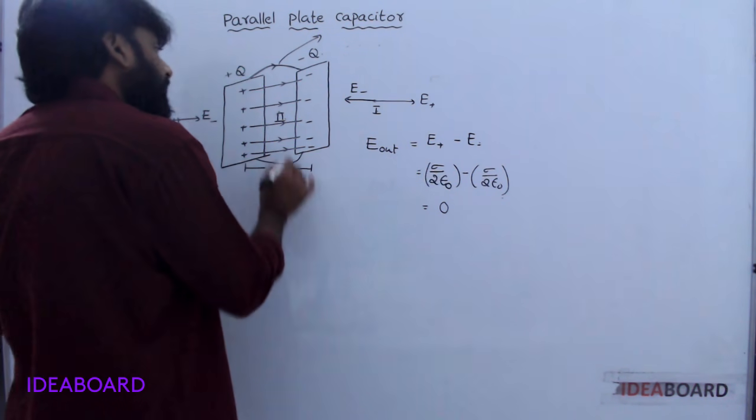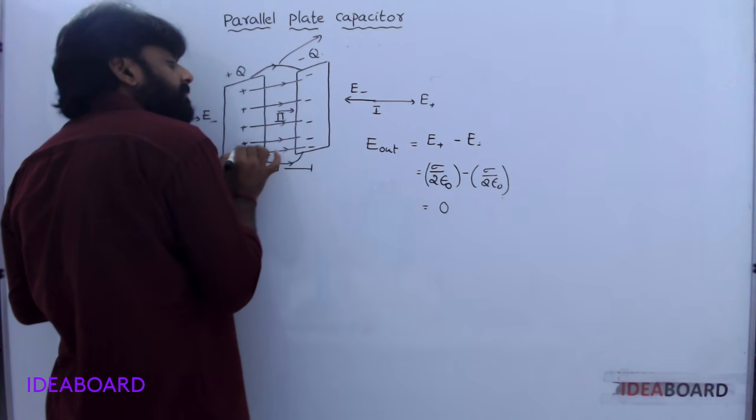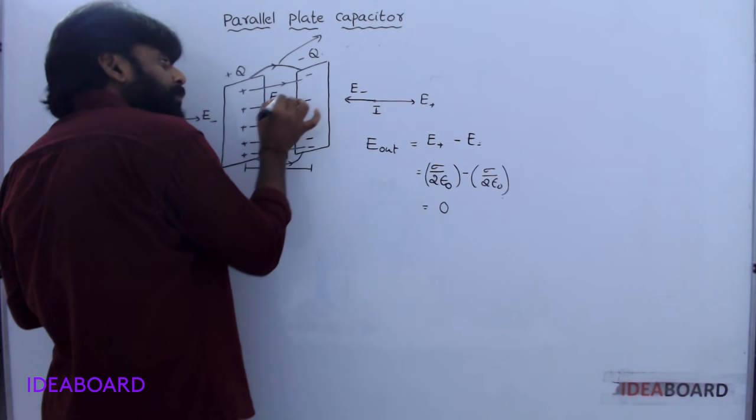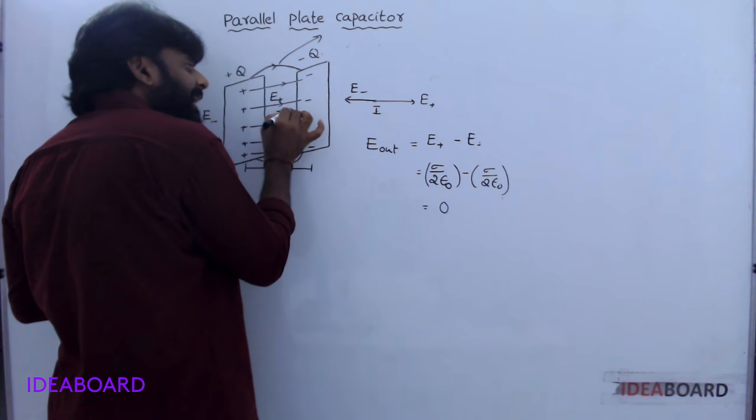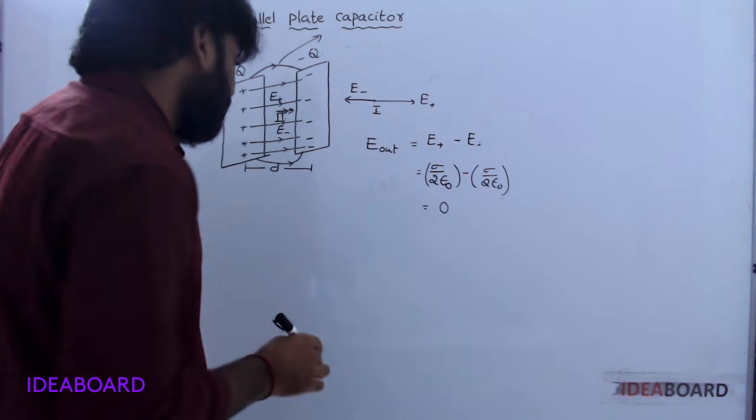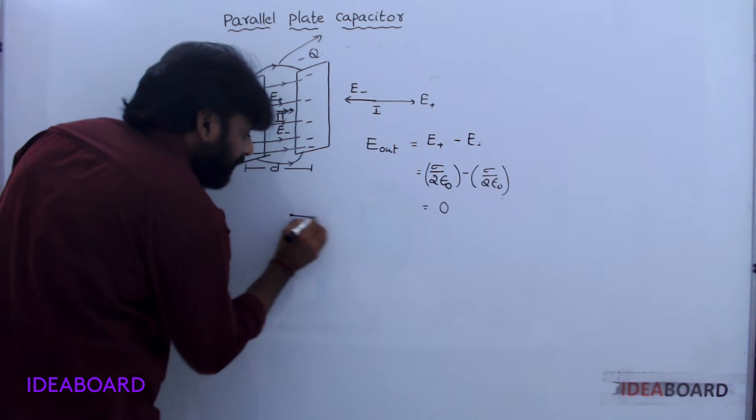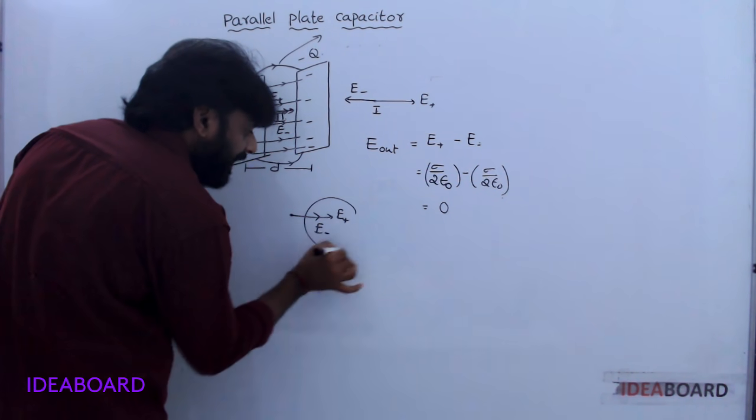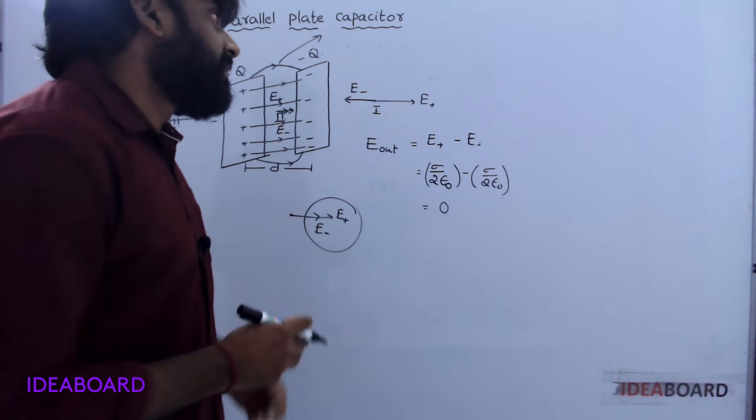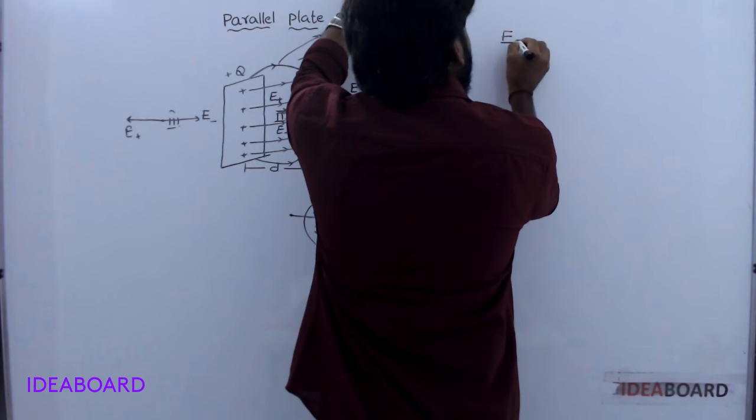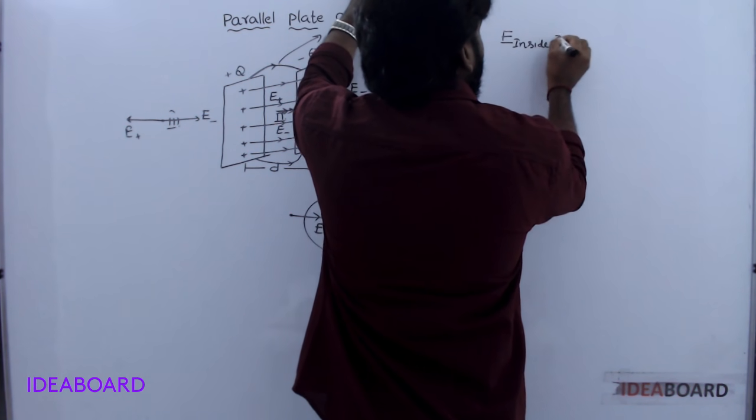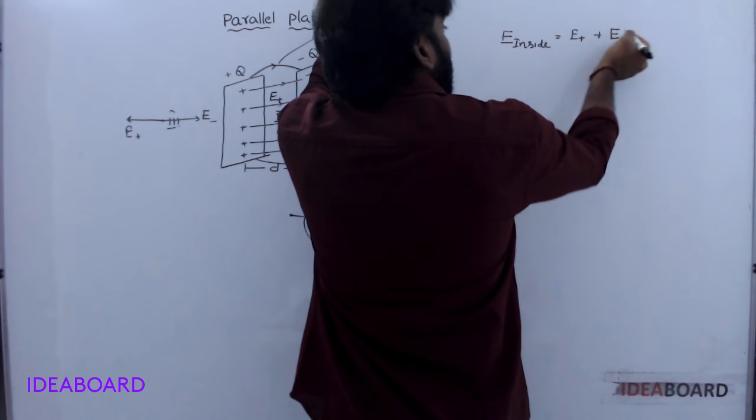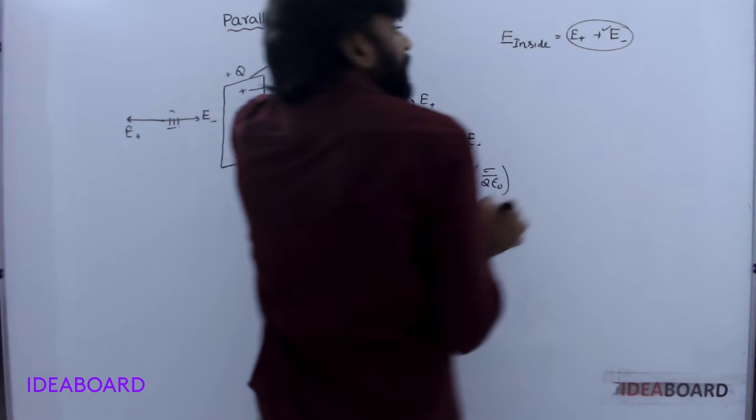Now consider the inside. Due to the positive plate the field is outwards, and due to the negative plate it is inwards. That means both are in the same direction. So inside, the fields due to the positive plate and the negative plate are both in the same direction. That's why we take them as positive.